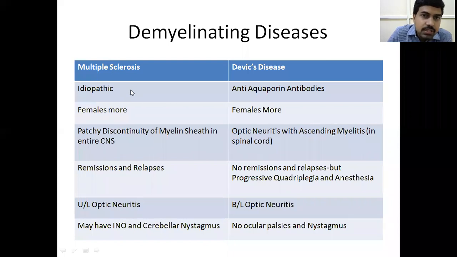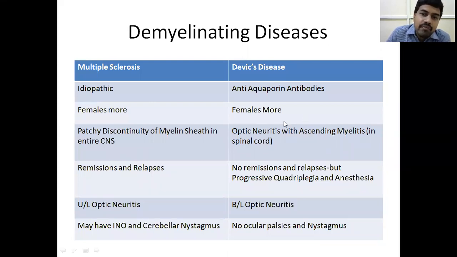So multiple sclerosis is a demyelinating disease, idiopathic, more common in females. The pathology here is discontinuity of myelin sheath. Remissions and relapses are common, can present with optic neuritis, may have internal nuclear ophthalmoplegia and cerebellar nystagmus. There is a similar condition known as Devic's disease, also known as neuromyelitis optica. In here, anti-aquaporin antibodies are present. So these anti-aquaporin antibodies lead to problems in the central nervous system, and thereby leading to this disease.